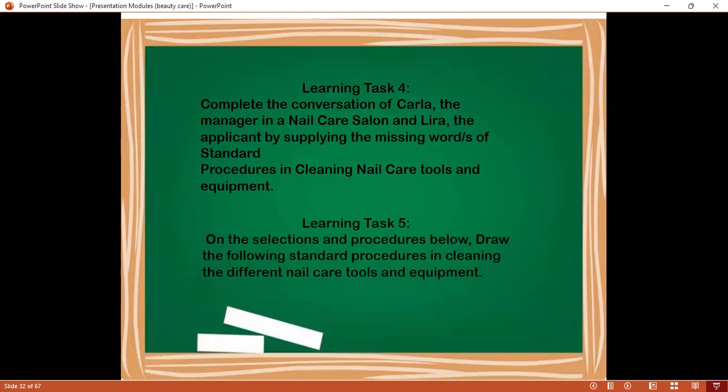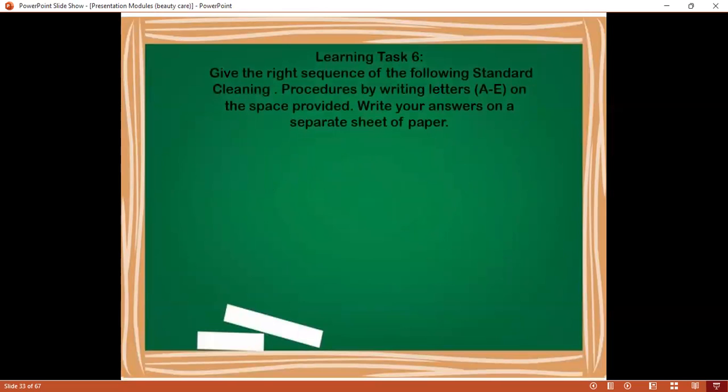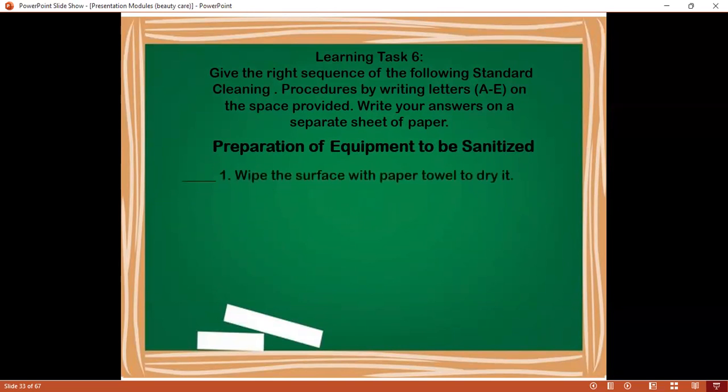For learning task 5, on the selections and procedures below, draw the following standard procedures in cleaning the different nail care tools and equipment. For learning task 6, give the right sequence of the following standard cleaning procedures by writing letters from letter A to E on the space provided. Write your answer on a separate sheet. Preparation of equipment to be sanitized.